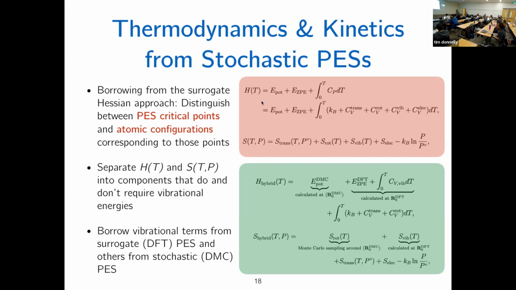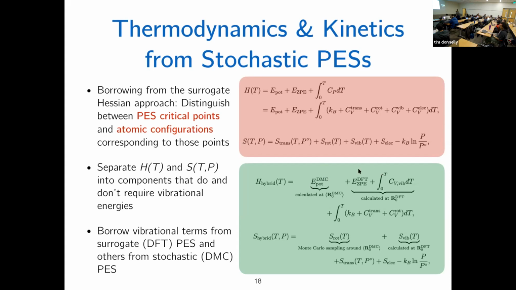Using the DFT minimum, we can calculate all the vibrational energies by just looking at the local finite difference Hessian around the DFT minimum, for example, and then around the DMC minimum, you would just collect the potential energy. So that's how you compute the enthalpy.